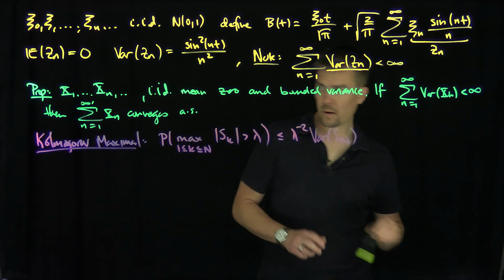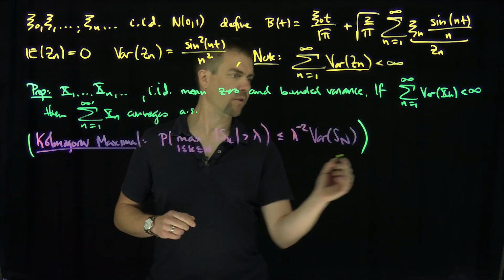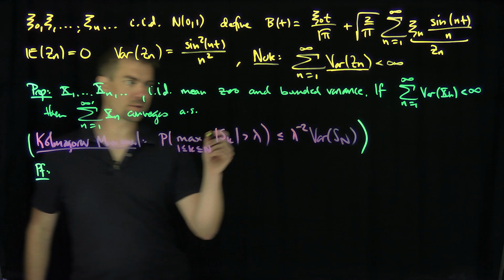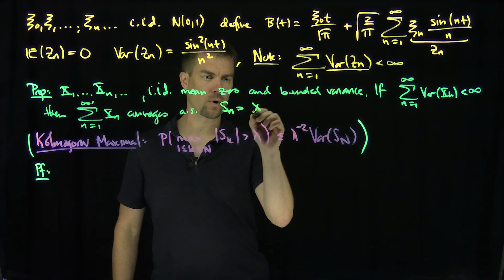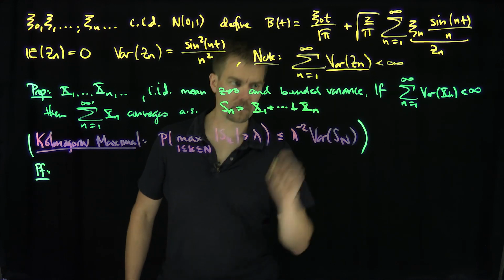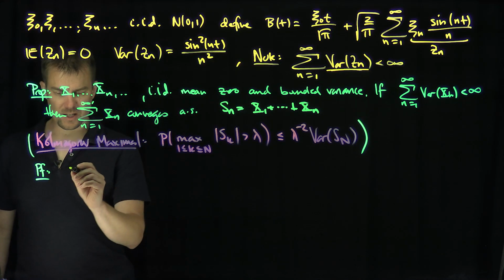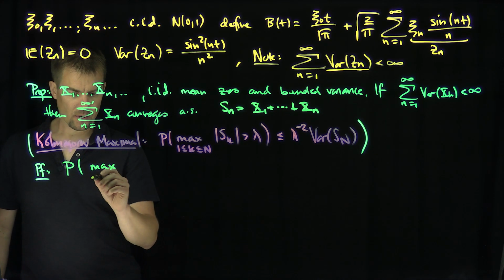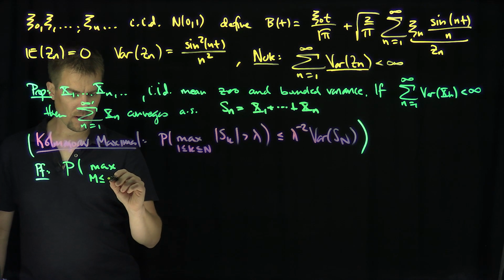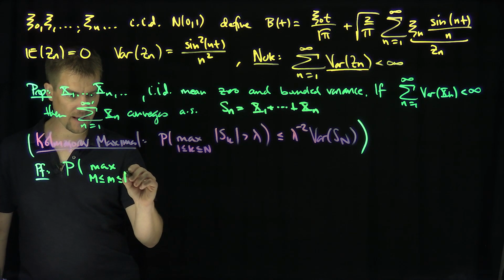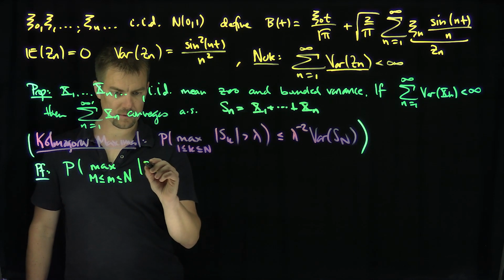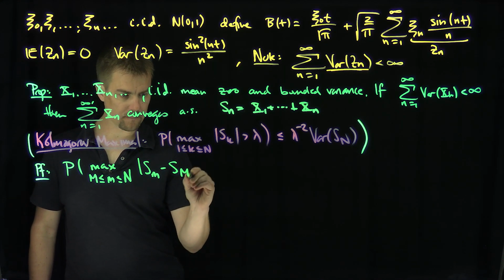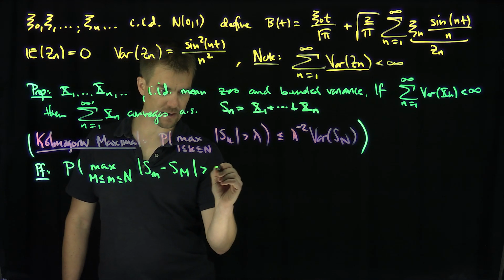So by Kolmogorov maximal, here's our proof of our proposition. All right, so now what I'm going to do is let Sn be the standard thing. So let Sn be X1 up to Xn, the random walk. Okay, and so now I'm going to estimate the probability that, let's look at the maximum over k between capital M and capital N of the absolute value of S little k minus S big M, where that's bigger than or equal to epsilon.